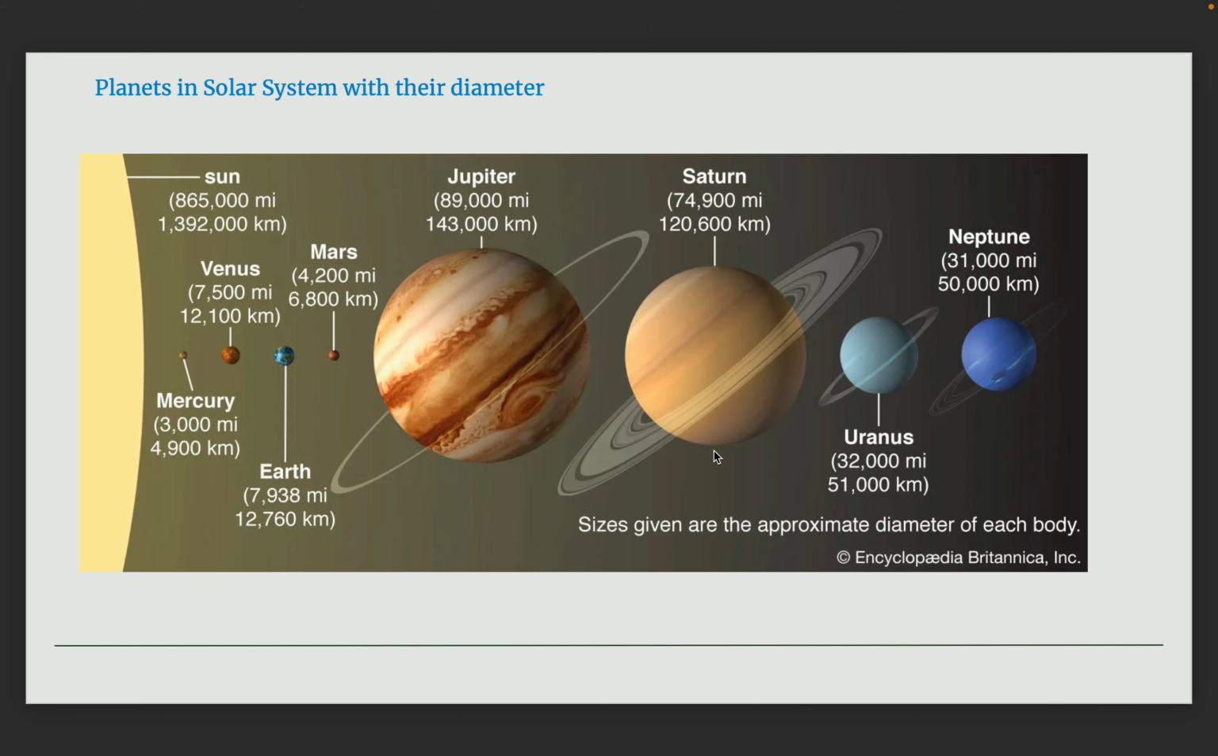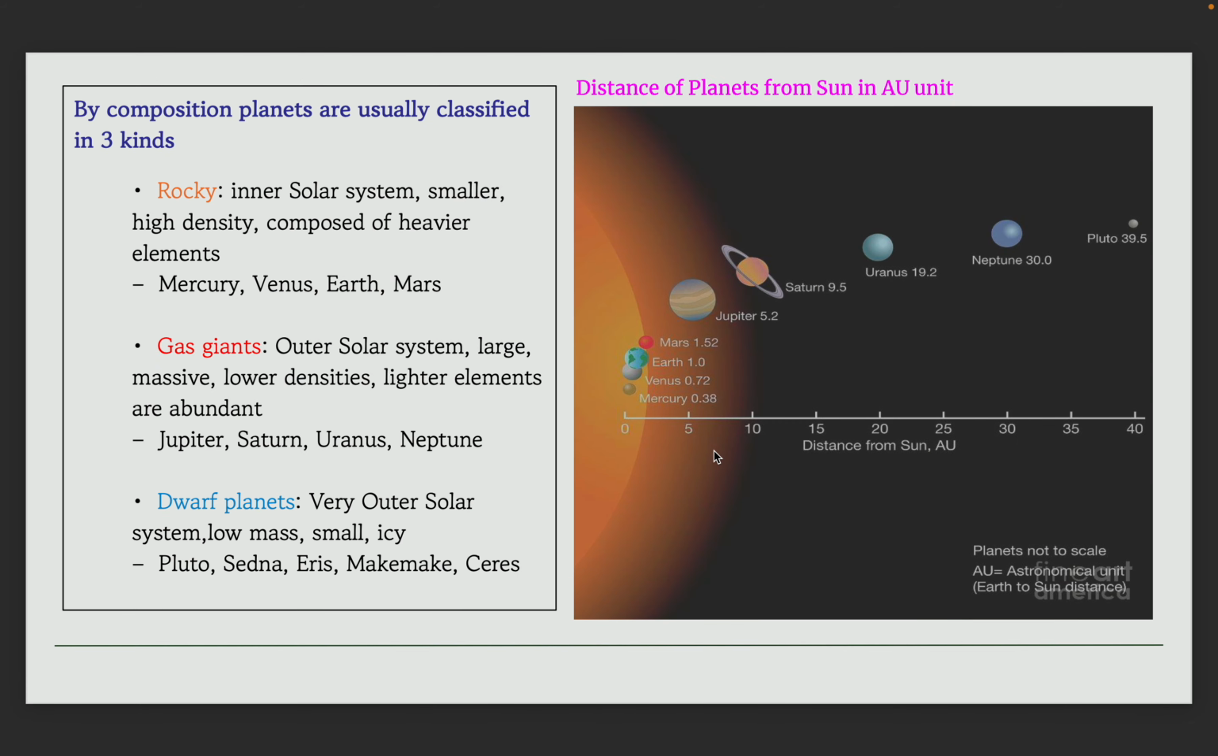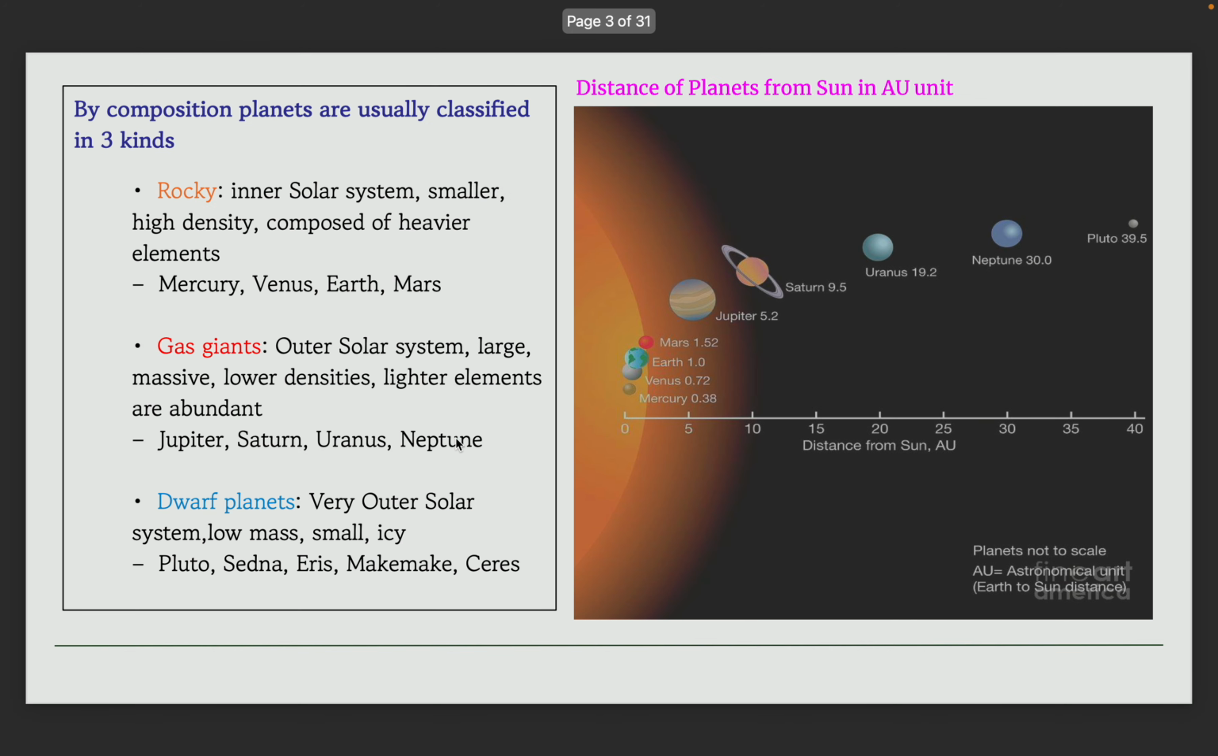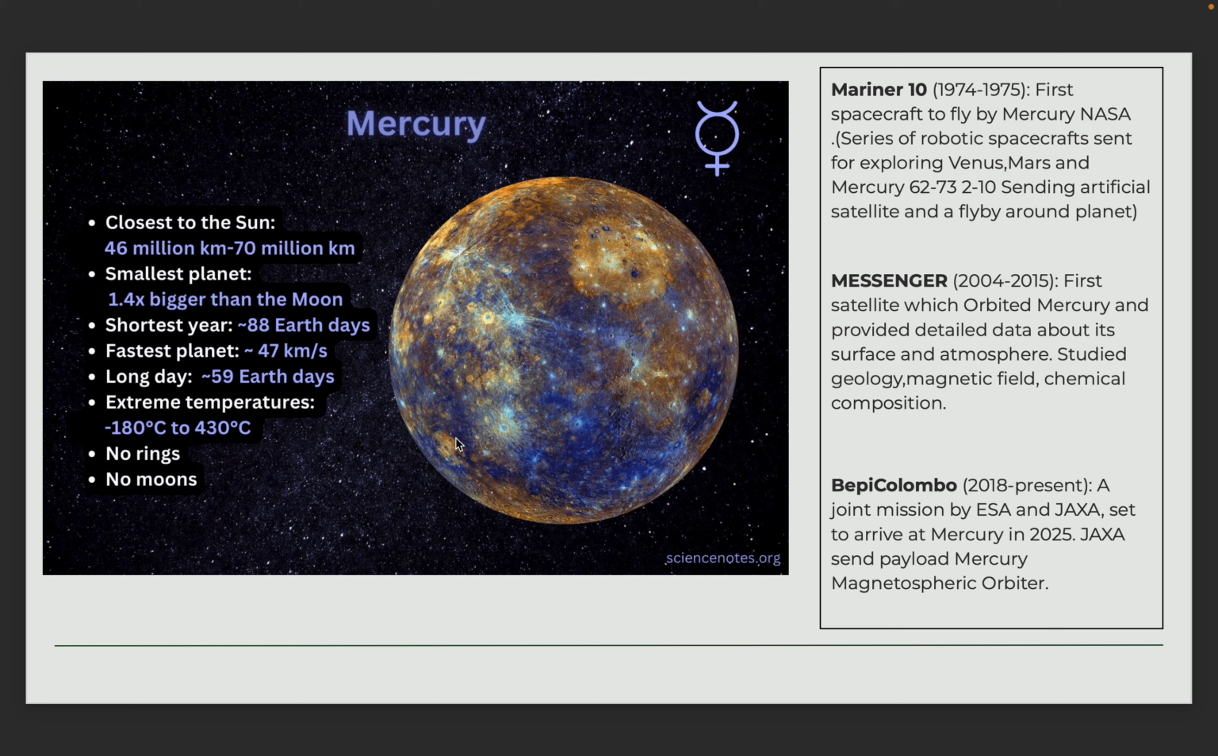So until now we have learned how the planetary size varies and how the planetary distance from the Sun varies. This is the diameter of each body shown here. Mercury has the smallest diameter, and Jupiter has the highest diameter. Now we should know about our seven neighbors, what their distance is, what their size is, and what missions have been done for them.